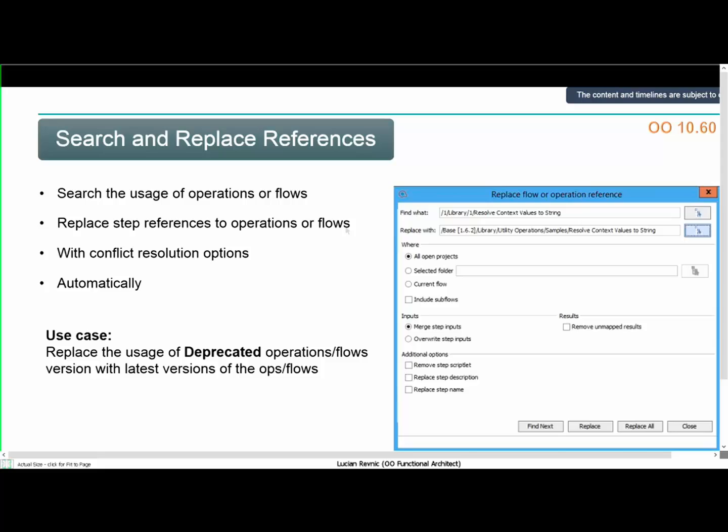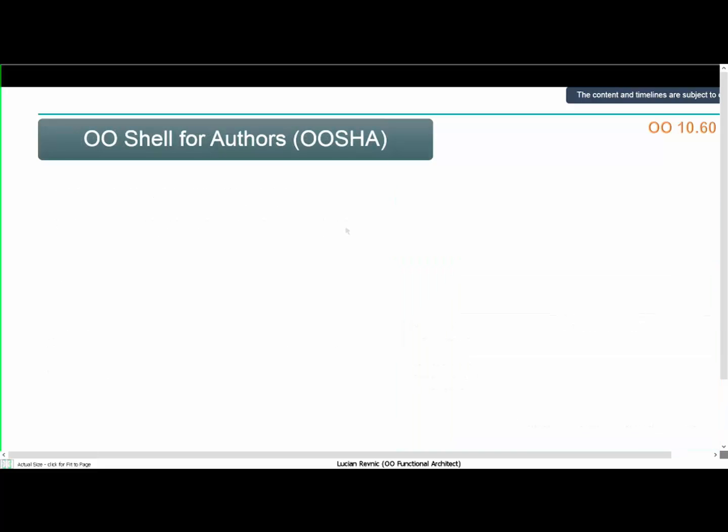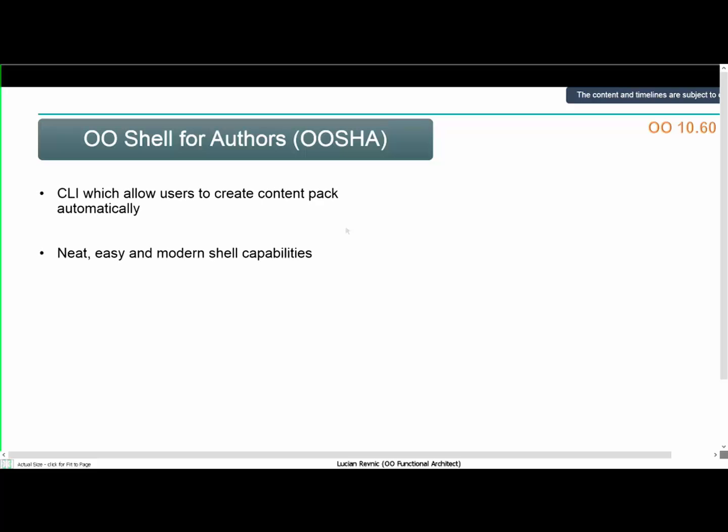But as you see, there are some options like replace, find next, or replace all, that will do the mass replace for you in all the flows that are using a specific operation or flow.